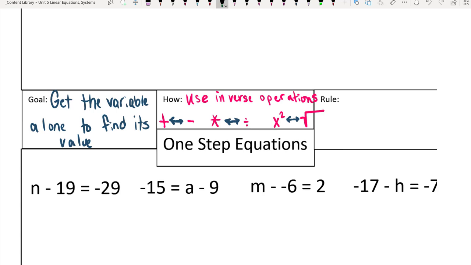Now we also have a golden rule in solving equations. Whatever you do to one side, you must do to both sides so that we can keep this equation balanced. So do the same operations to both sides to keep the equation balanced. Now when I say both sides, I'm talking about both sides of the equal sign.